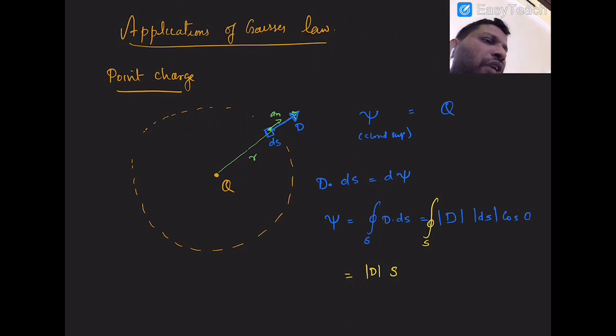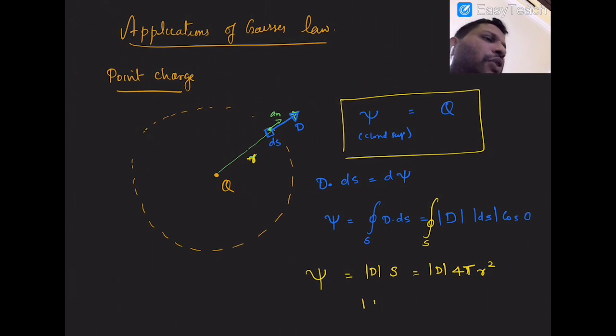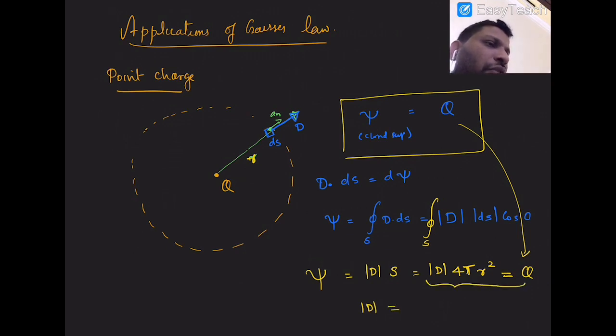So what is the total surface area of the sphere? It is the magnitude of D into the surface area of the sphere, which is 4 pi r square, where the radius is r. This will be equal to psi, and Gauss's law says that psi will be equal to the total charge enclosed. So from this equation, the magnitude of D will be equal to Q by 4 pi r square.